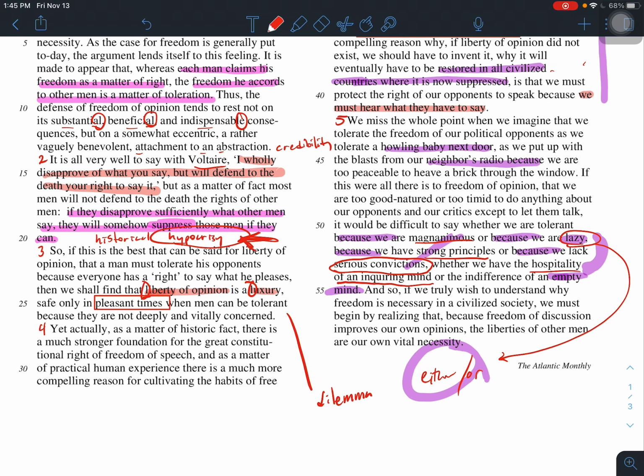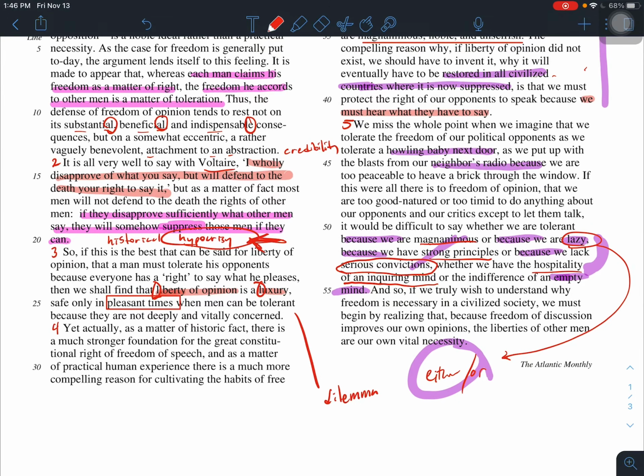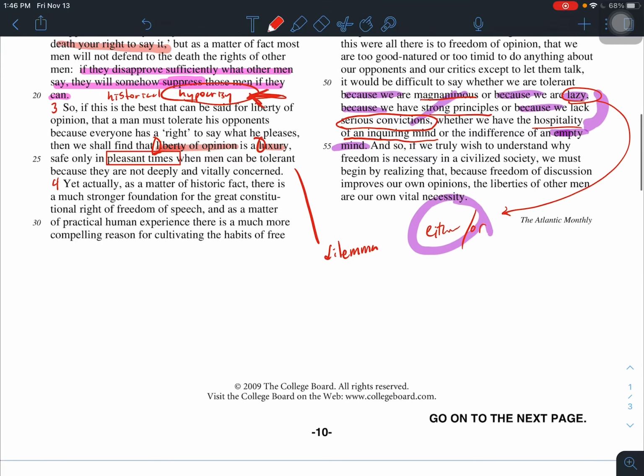And so if this is the way that people treat those who have differing opinions, rather than actually hearing what they say, they just listen and wait for it to be over with so that it's their turn to talk, then those are the people who are in reality lazy and empty-minded. That's the argument. And we don't want to associate ourselves with those ideas. We want to be the other, right? We want to be the opposite of that. We want to be strong-principled and magnanimous.